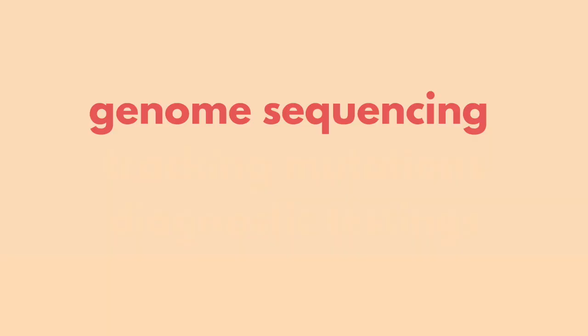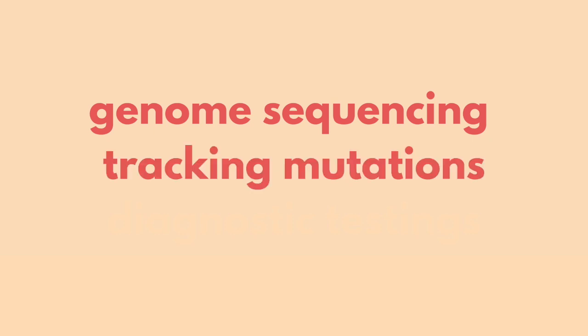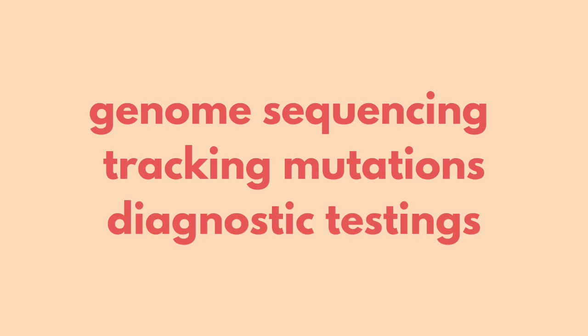The three topics that I'll be discussing in this episode are the genome sequencing of the virus, how and why scientists need to track mutations, as well as the diagnostic testing. So what exactly is genome sequencing? Genome sequencing is the process in which scientists identify the sequence of the virus in order to find the order of its four nucleotide bases.